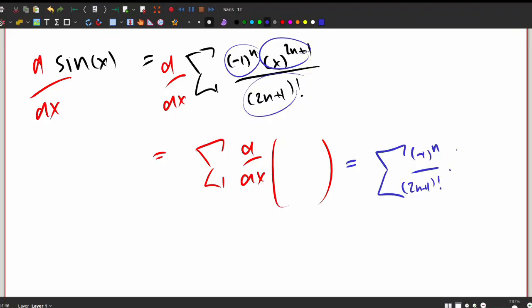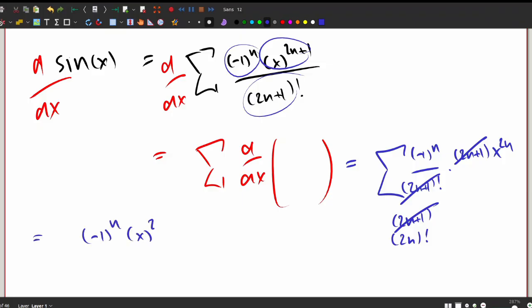And here we're going to bring down the coefficient, so 2n plus 1, x to the 2n plus 1 minus 1. And this 2n plus 1 is going to cancel out with this, because remember, 2n plus 1 factorial is just 2n plus 1 times 2n factorial. So that's going to cancel. And what we're left with is negative 1 to the n, x to the 2n over 2n whole factorial. And of course, it's the infinite sum. So this is the same as the power series that we derived earlier for cos x.